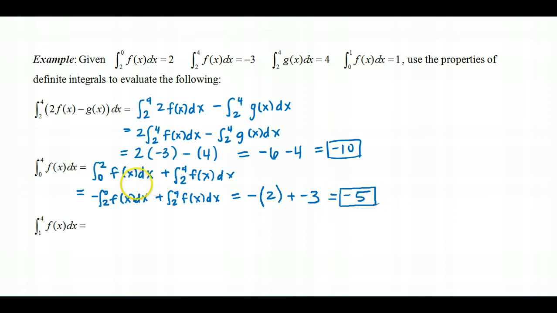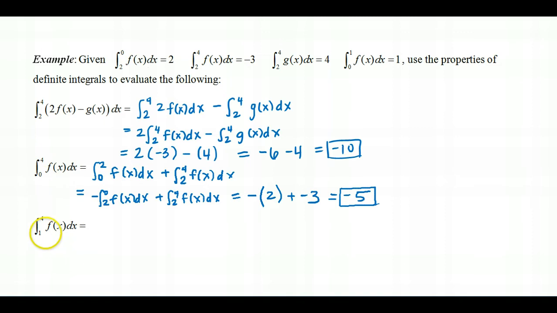Here I used two different properties of the definite integral. I used the property where I can switch the limits of integration as long as I put the opposite sign in front of the integral. And I used the property that I can split this integral into two separate ones using any point between the limits of integration, between 0 and 4.